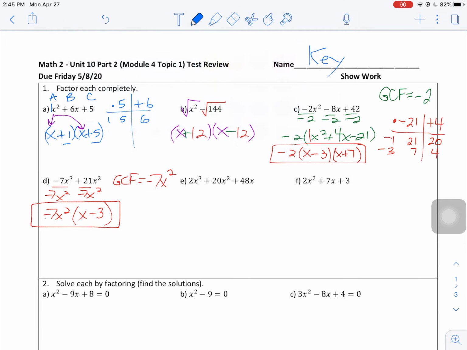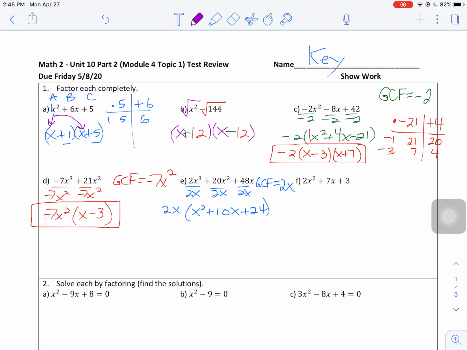Looking at letter E, is there a GCF? Looks like everything's divisible by 2. And then what about the variables? I feel like they all have an x. Let's see. Yep. So everything is divisible by 2x. So if there's a greatest common factor, always divide that out in front first. And then as far as the leftovers in parentheses go, sometimes you can factor them and sometimes you cannot.